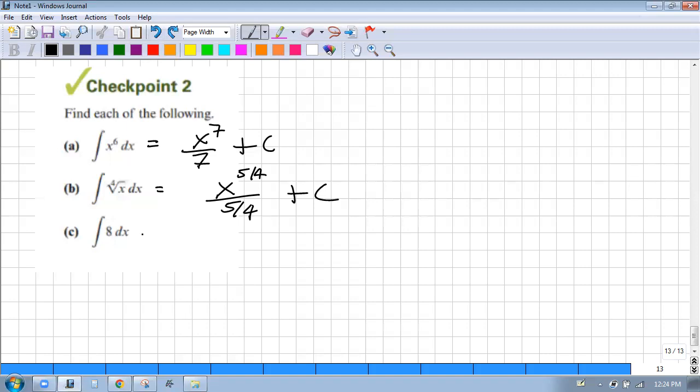This one, this is just 8. I'd have to have 8x. The derivative of 8x is 8, right?